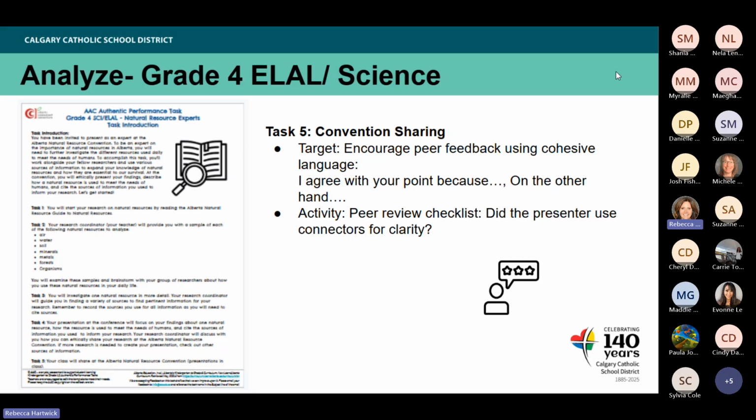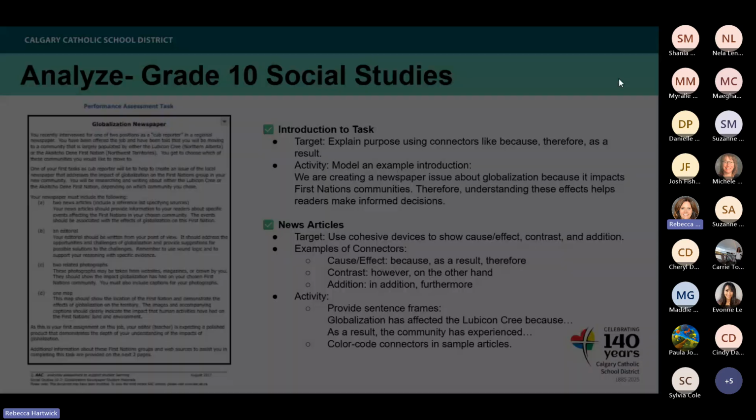And then also peer review checklist. Did the presenter use connectors for clarity? So it could even be like a little game and say, oh man, that group used, I had my cohesive device poster and I heard them say 5 of the words on this poster. That's amazing. So there's a way you could do it with that one.